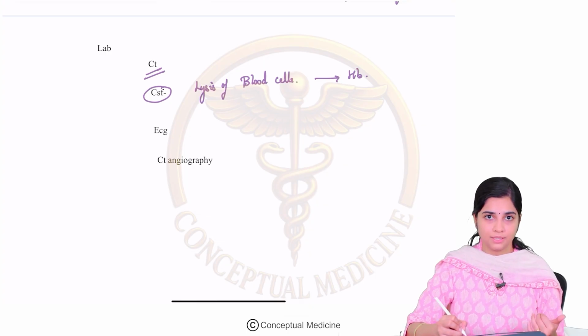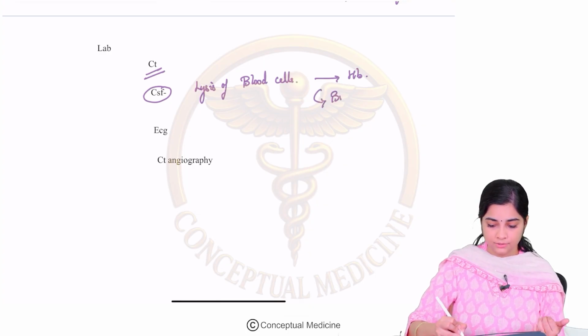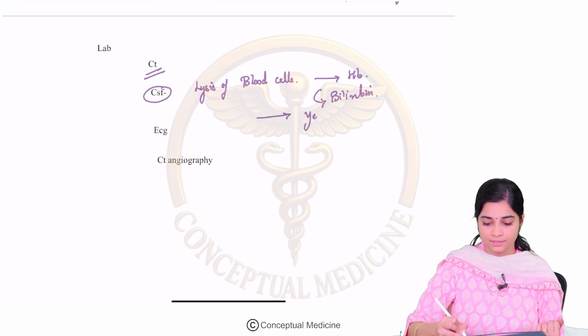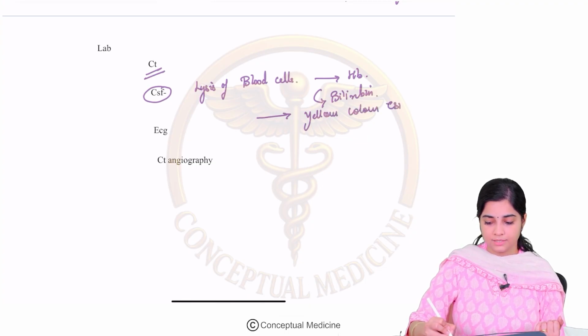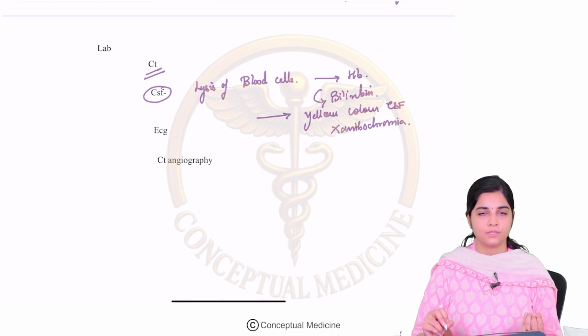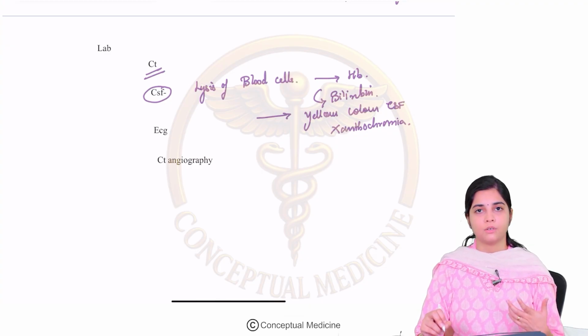So the hemoglobin that comes out gets converted into bilirubin, and it imparts a yellow color to your CSF. This is what we call CSF xanthochromia. So you can have CSF xanthochromia or you can have fresh blood within your CSF. This is diagnostic of your subarachnoid hemorrhage.